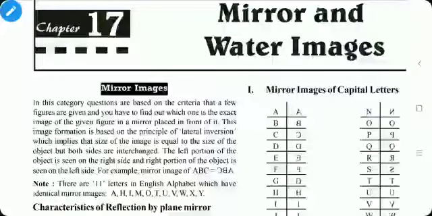Dear students, now we will start with Unit 4 of LRPS. It consists of 3 sections: mirror images, water images, and cubes and dices. So first we will see mirror images.